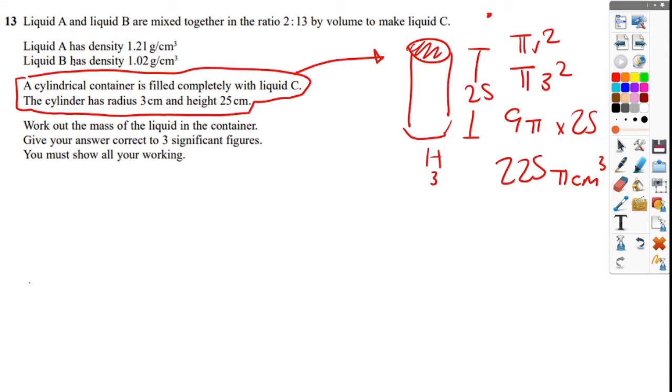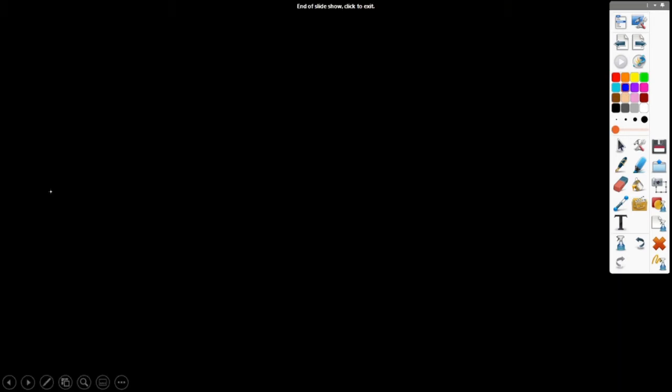Now we've got to work out the components of A and the components of B. I'm going to find out the mass of both of them and add them together. I know these are in the proportions 2 to 13, so A is going to be 2 out of 15, and B is going to be 13 out of 15. So let's focus on A first of all.